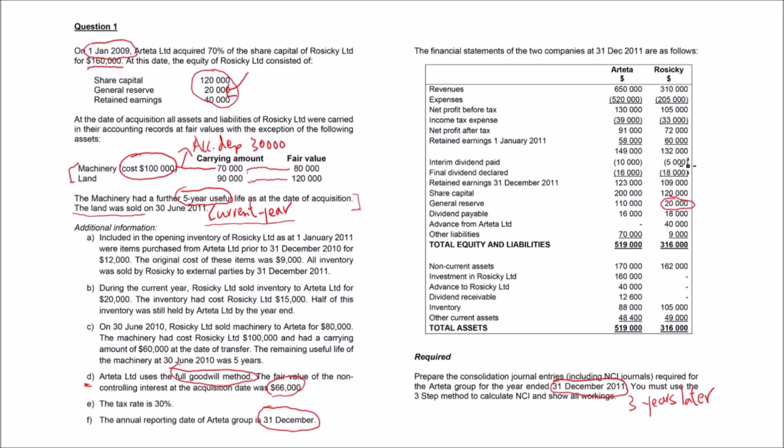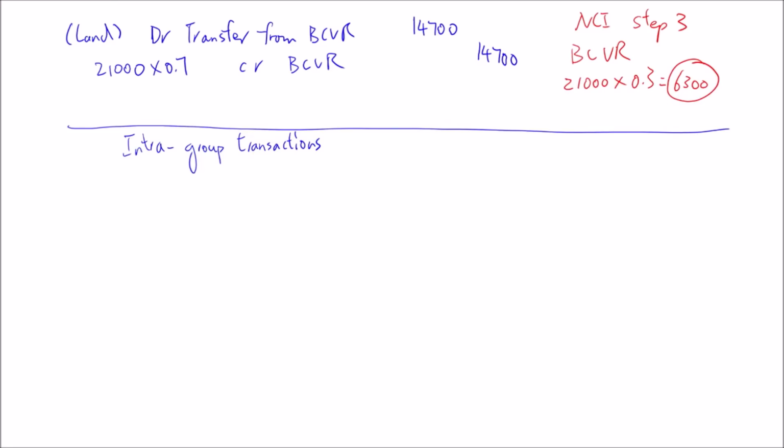So if you take a look here, you will see that we have two amounts of dividend, $5,000 of interim dividend paid, and also $18,000 of final dividend declared. So both of them will become part of the intra-group transaction. The other thing about dividend is that this is the only intra-group transaction where you need to multiply by the parent's percentage of ownership, because the amount of dividend will follow ownership. So with the intra-group transaction, we need two journals for dividend.